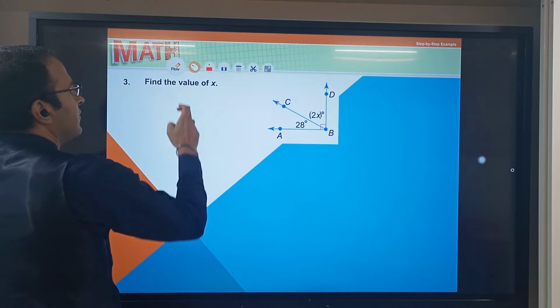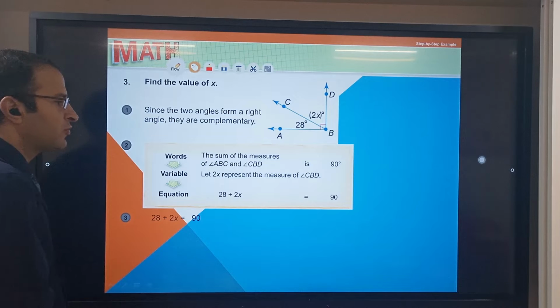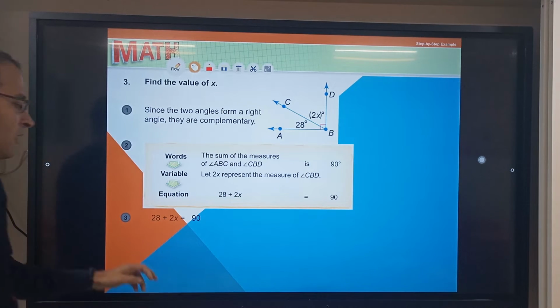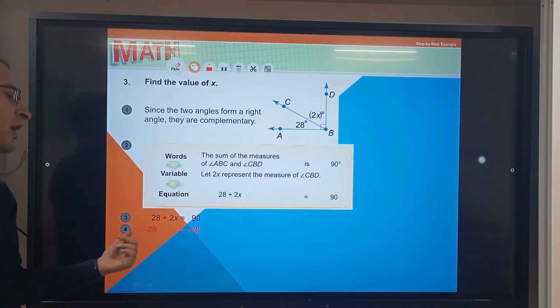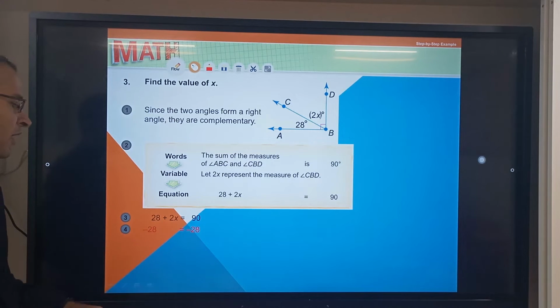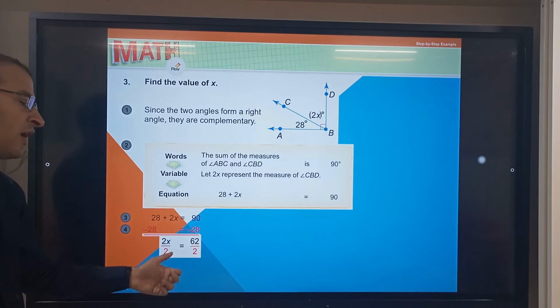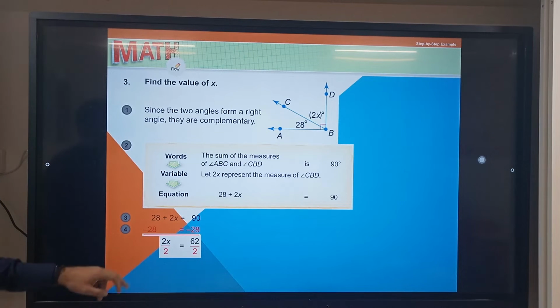Another example, my friend. As we said, we will make the equation 28 plus 2x equal to 90. We will write the equation in this shape, and after that, we will subtract 28 from both sides. Then we will divide both sides by 2, left and right. So the value of x is equal to 31.